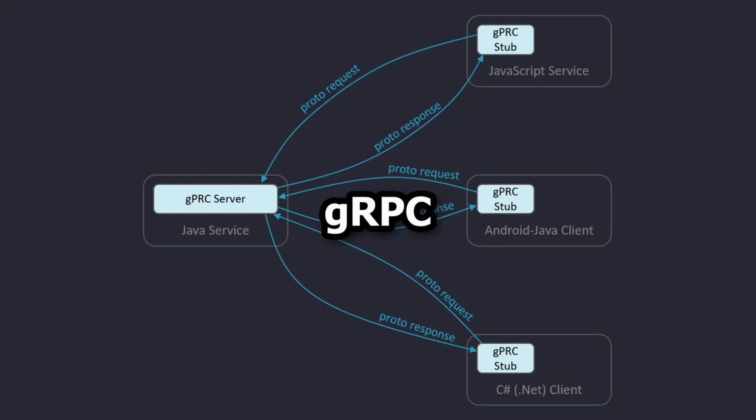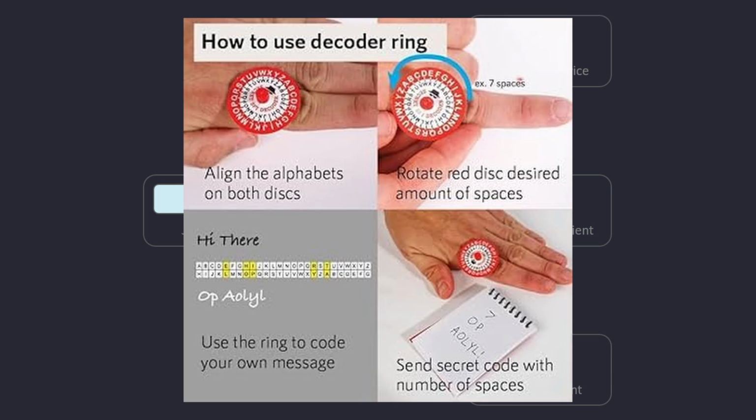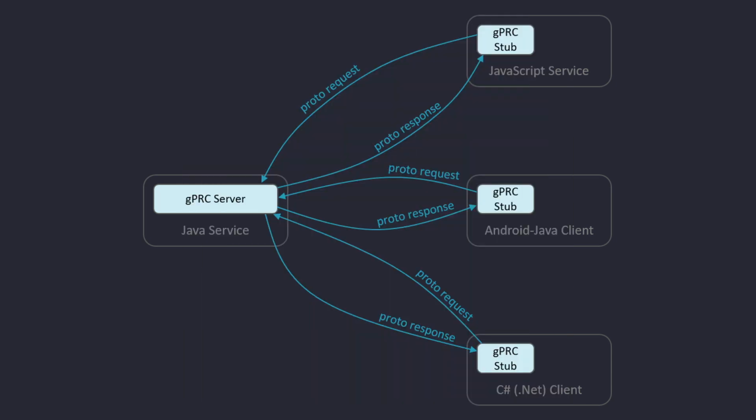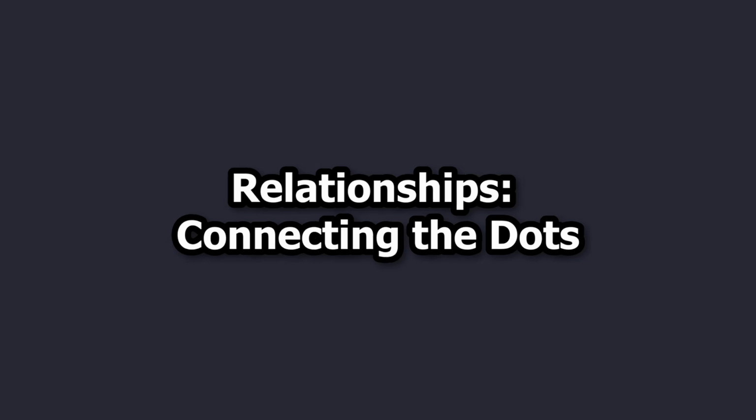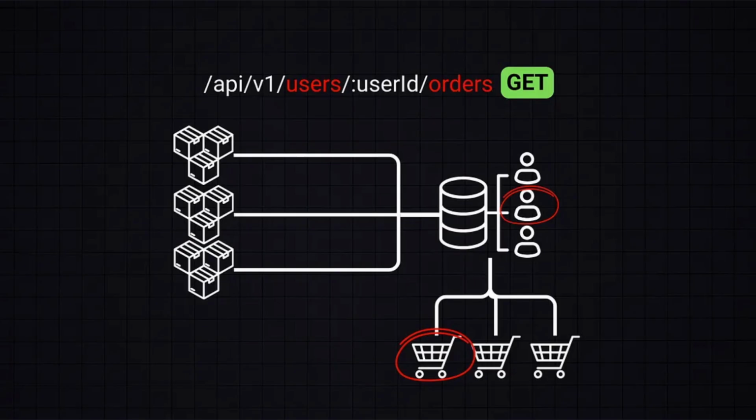Finally, gRPC. Built for microservices, it's fast, efficient, and totally unreadable to anyone without a decoder ring. But hey, who needs human readability when you've got blazing speed? APIs don't exist in isolation. Relationships matter. Your user needs orders. Orders need products, and your database needs to not implode.